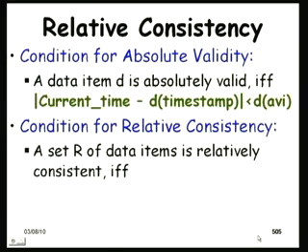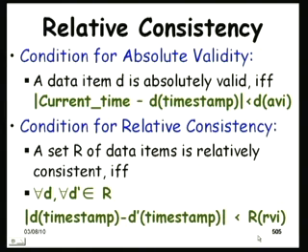Now, we can specify this using mathematical notation. We can say that for absolute validity, the current time minus the timestamp of the data is less than DAVI. So, if DAVI is 5 and the timestamp is 100 and the current time is 104, then this is valid. But if the current time is 106 and the timestamp is 100, then the data becomes absolutely invalid.